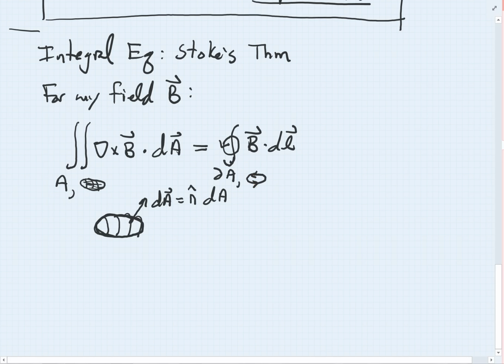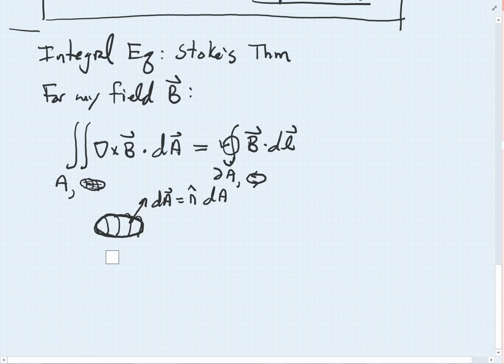And the direction of the path you're supposed to take is defined, of course, for us by this right-hand rule, right? There are two directions we could go, clockwise or counterclockwise, but there are also two normal directions to the surface, going one way or the other way.